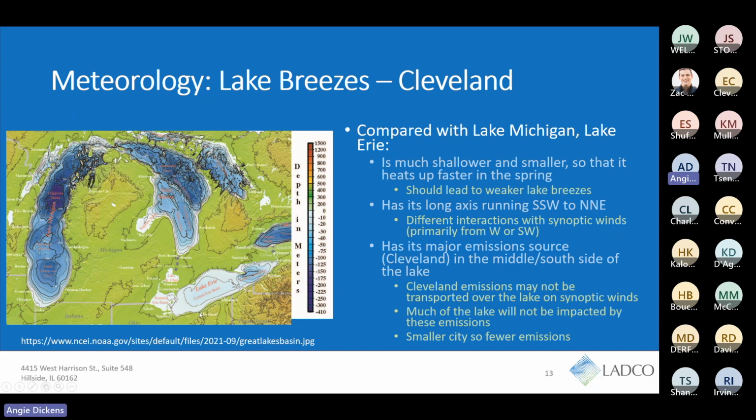Lake Erie also has its main emission source, Cleveland, on the south, in the middle of the lake, where Chicago's sitting at one end of the lake. So things can really get channeled up the lake. Whereas here, if you have a westerly wind, it's going to blow Cleveland emissions this direction, and it's not really going to impact this part of the lake at all. In addition, Cleveland's a much smaller city than Chicago, so we're going to have fewer emissions as well. So there are a lot of different factors that ultimately lead to lake breezes being a bit less important on Lake Erie than they are on Lake Michigan.